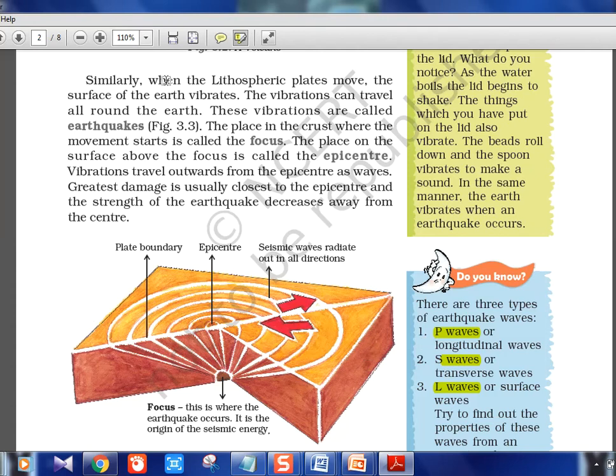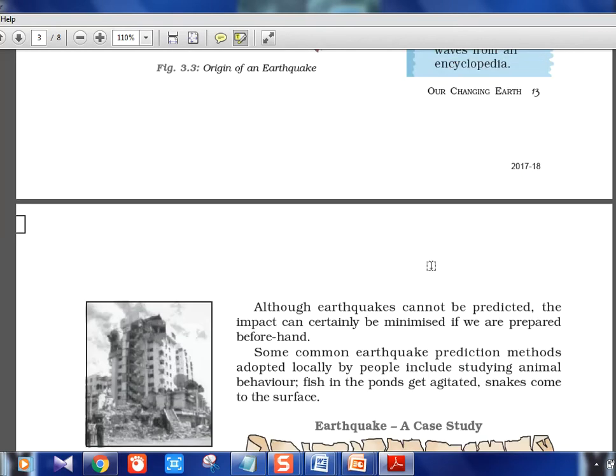So same thing which I told, crust, focus. The movement starts at the focus inside. So that is all about earthquakes and volcanoes.